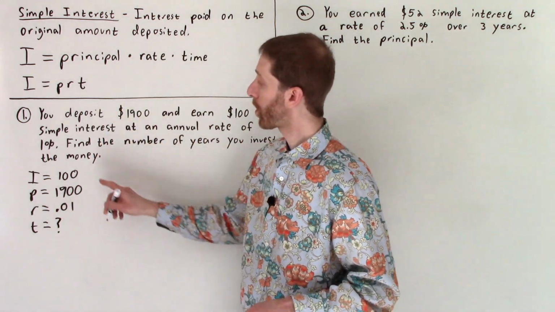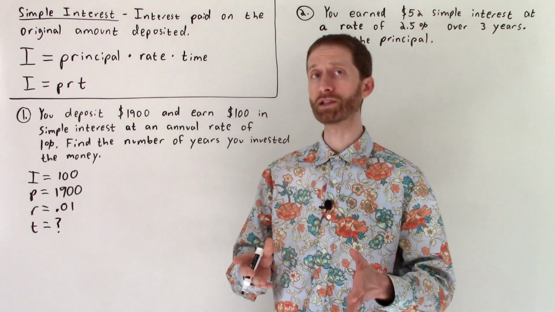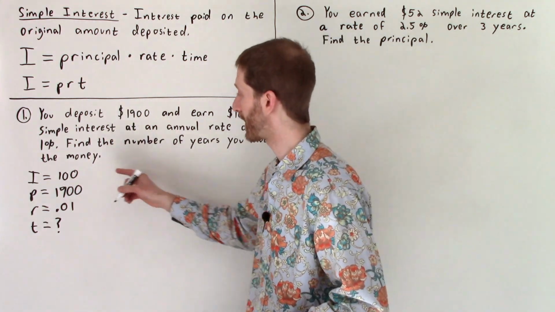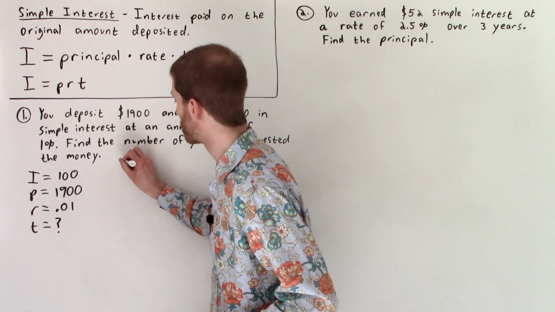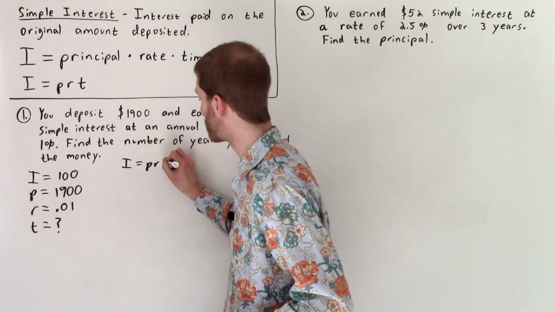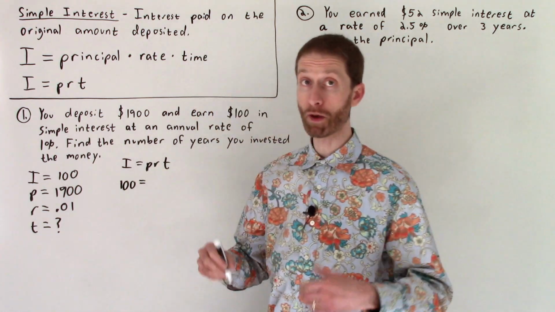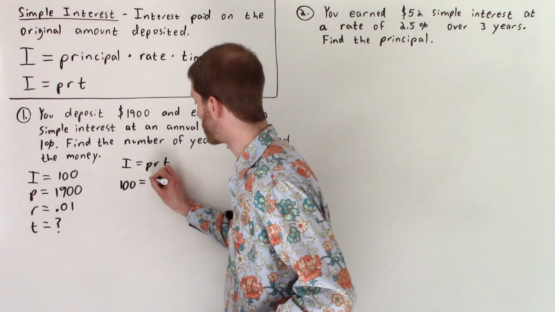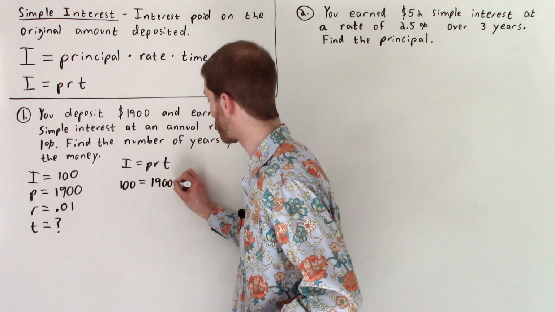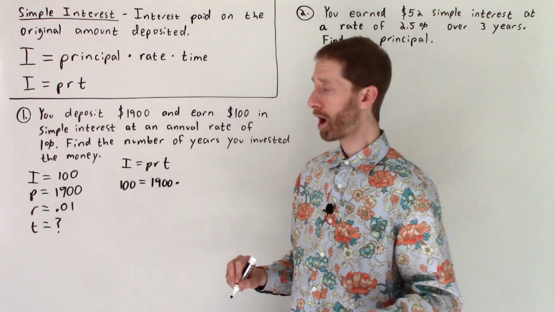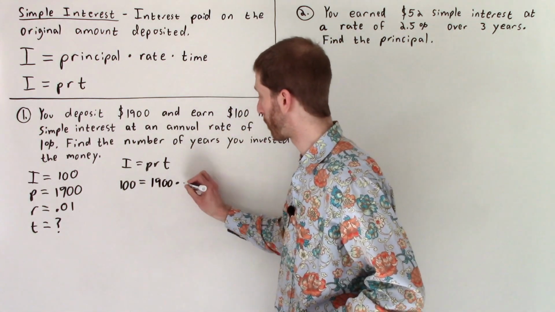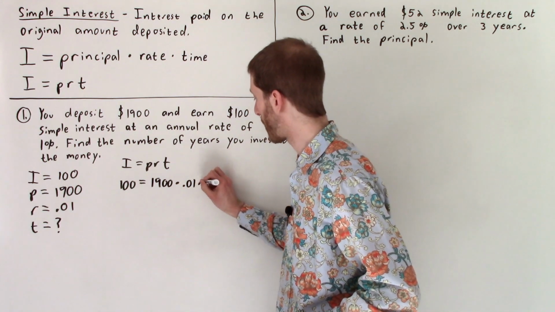So very simply, we're going to input our information, now that we've taken stock of what we have, into our formula. So I get I equals PRT. I is 100. That is equal to the principal being 1,900. I'm going to show this now without parentheses like I did in a previous video. 1,900 times the rate, which is 0.01, times the time.